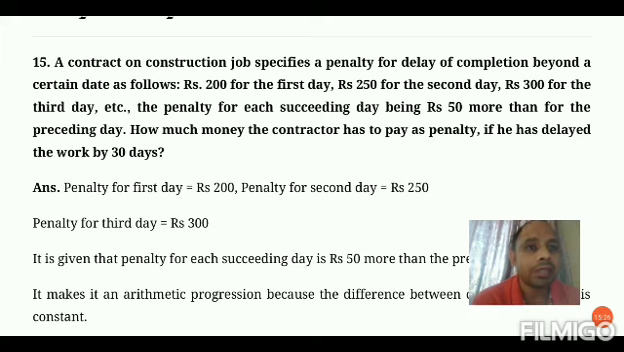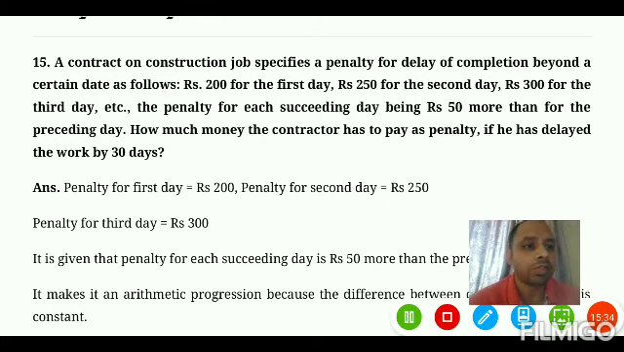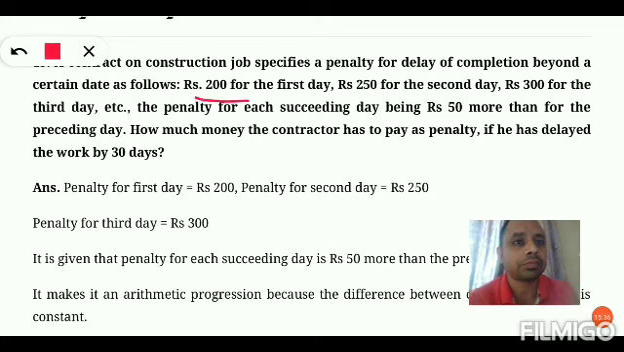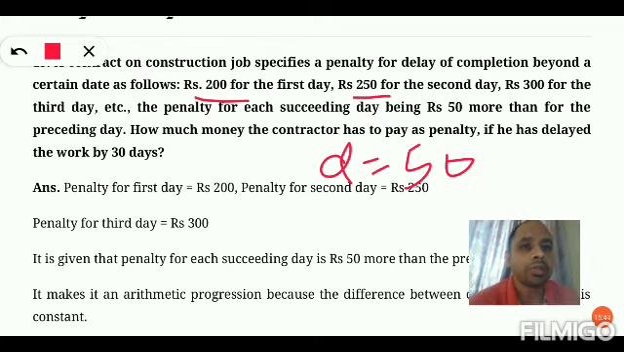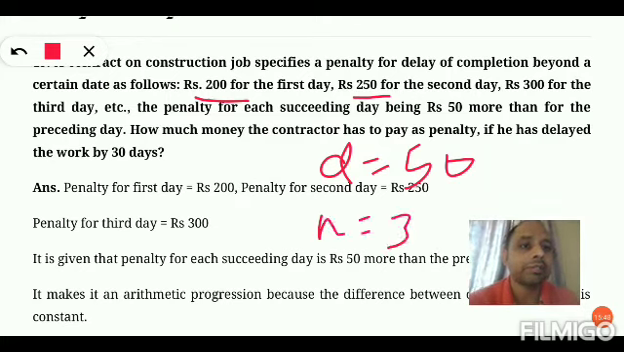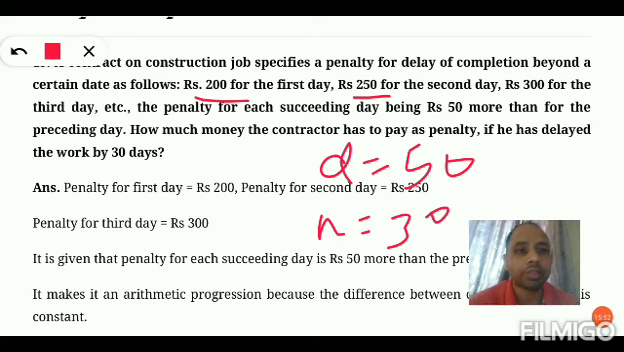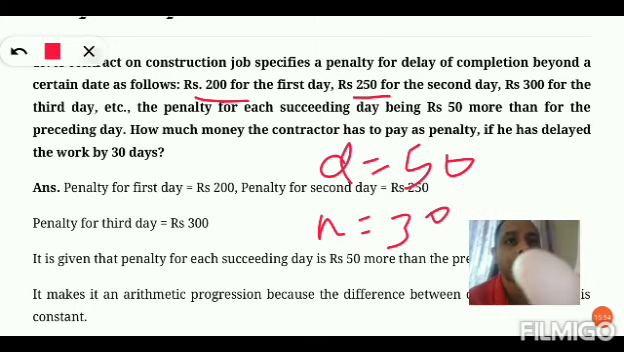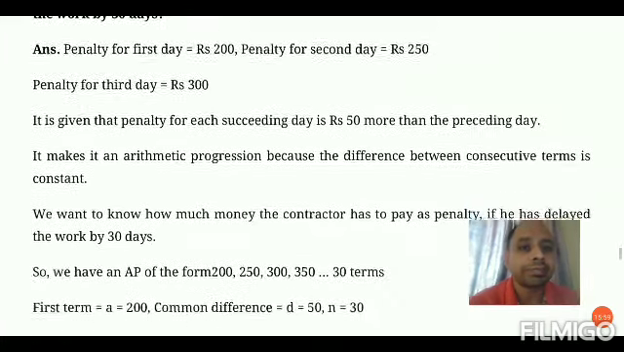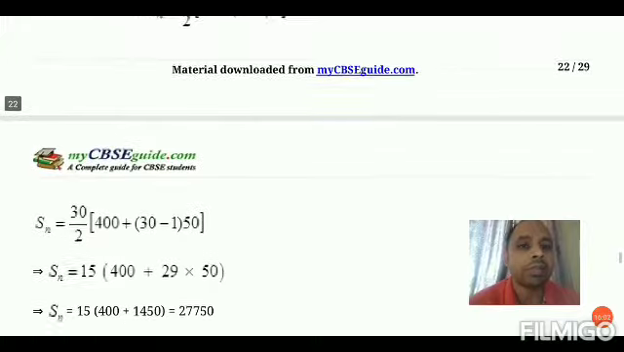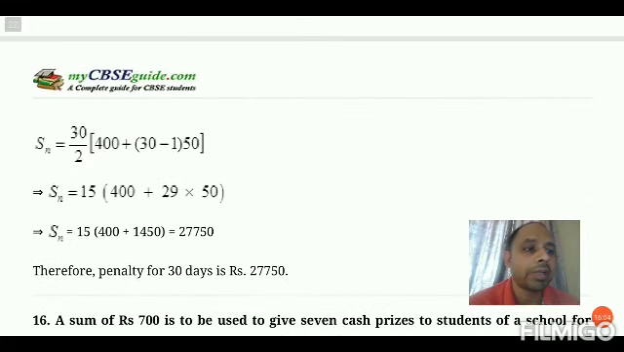So very simple, it forms an AP. The first term is 200, the second term is 250, and the value of d is here 50. Suppose the work is delayed for 30 days. That means the value of n is 30. Then you have to find S30. S30 is nothing but 30 by 2 in the bracket 2a plus n minus 1 d. Apply this formula and substitute all the values. Then you are able to find the total penalty.